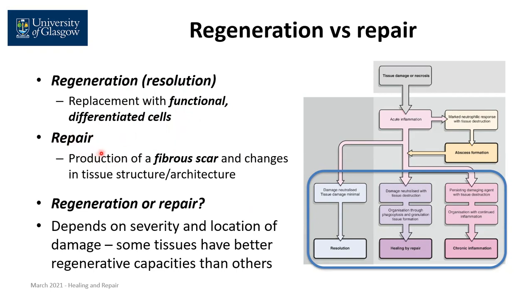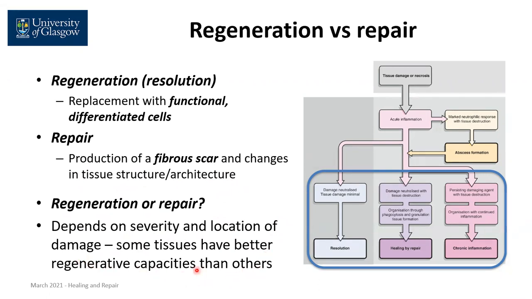Repair of the tissue is, generally speaking, where you have production of a fibrous scar. So there's some level of scar formation within the previously infected or damaged tissue. And ultimately what you get is a tissue structure, an architecture of the tissue, which is slightly different to what the tissue looked like before the infection or the damage. And this process of regeneration and repair, in a very similar manner to acute versus chronic inflammation, it very much depends on the severity and the location of the damage.